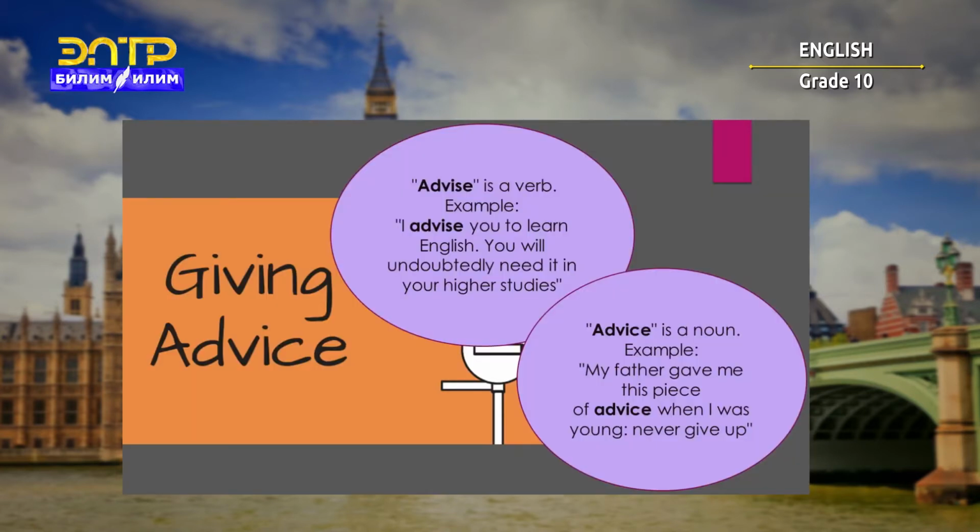Well, there are things to remember about asking for and giving advice. Advice with S is a verb. For example, I advise you to learn English. You will undoubtedly need it in your higher studies. Advice with C is a noun. For example, my father gave me this piece of advice when I was young. Never give up.